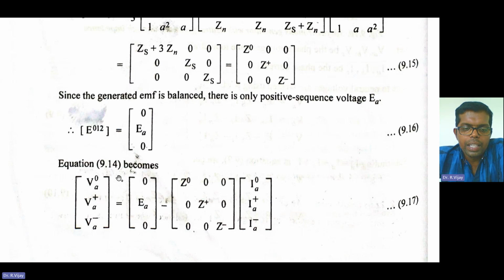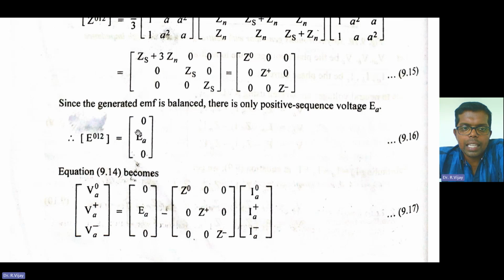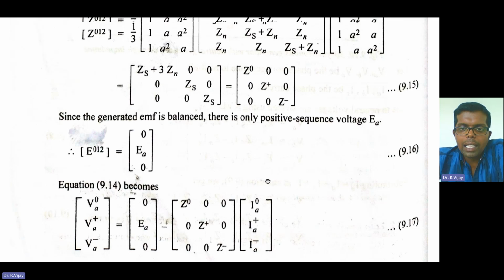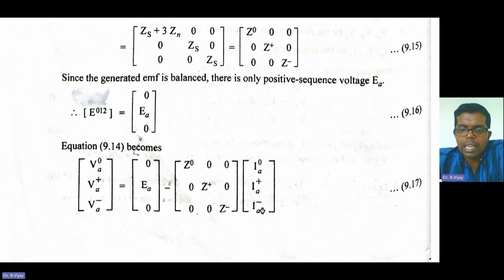So from this equation, VA0, VA plus and VA minus equals E012, which we rewrite as 0, EA, 0, minus this matrix: Z0, 0, 0; 0, Z plus, 0; 0, 0, Z minus, into I012. This we can also rewrite as IA0, IA positive and IA negative.